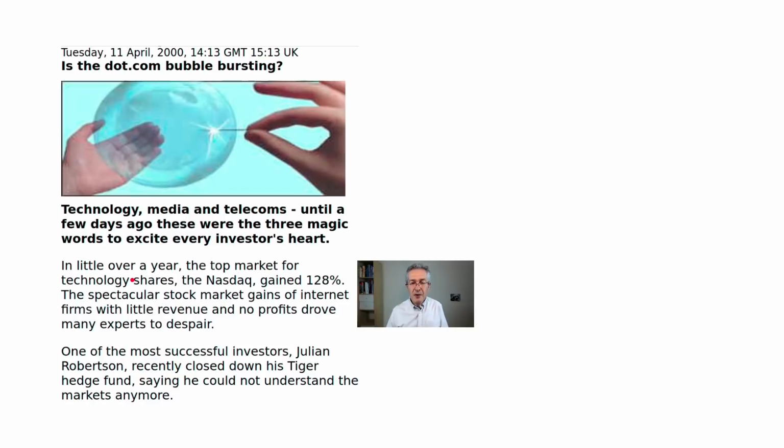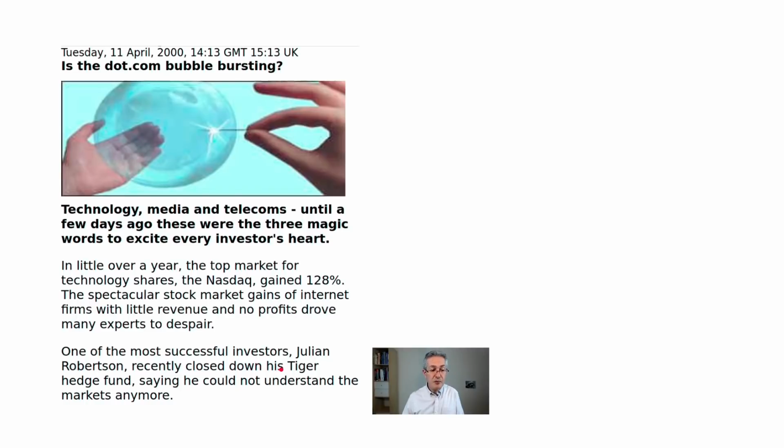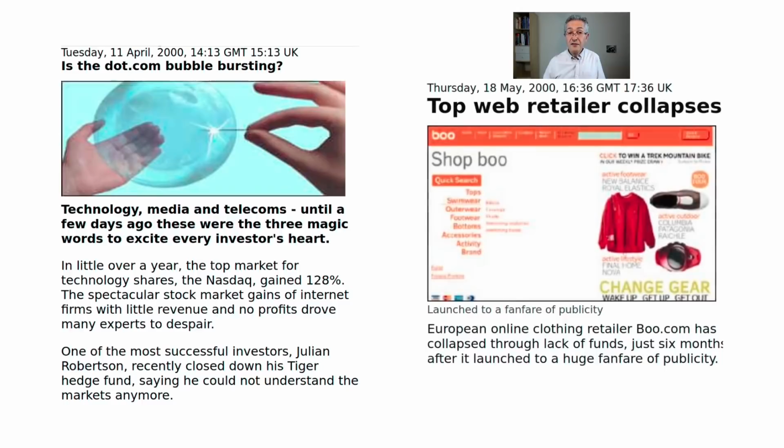And what really characterized that bubble was that many of the companies which rallied massively had almost no earnings or even were burning money and had a loss-making business. And you can see that Julian Robertson, who was running the Tiger hedge fund, which was a very successful hedge fund, shut down the fund because he said he couldn't understand markets anymore. And sure enough, just like we have laws of physics, we have laws of finance, and if a company's burning money and generating no revenue, then eventually it'll go bankrupt, as happened to Boo.com, which was an online clothes retailer.